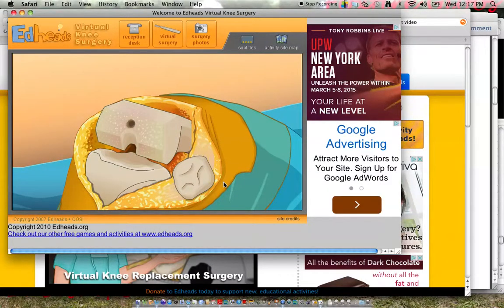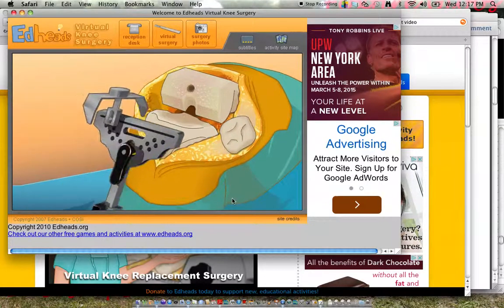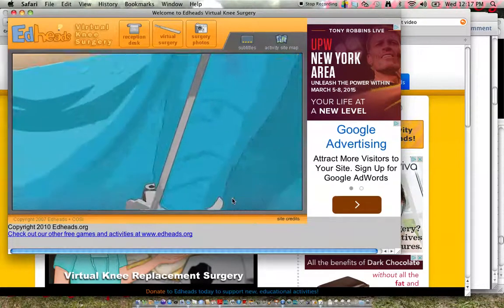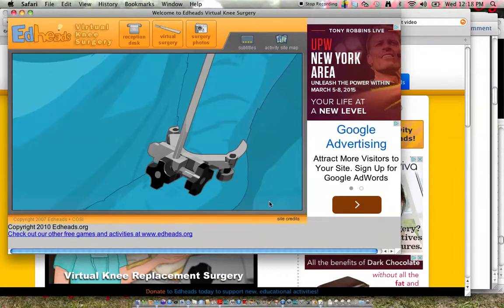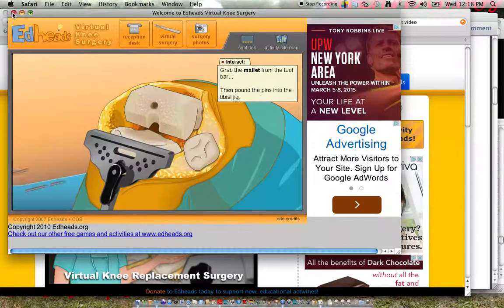Let's move on and shape the tibia. The tibial cutting jig is aligned with the big toe and the highest point of the tibia. This will ensure the leg is properly aligned after surgery. Secure the jig.